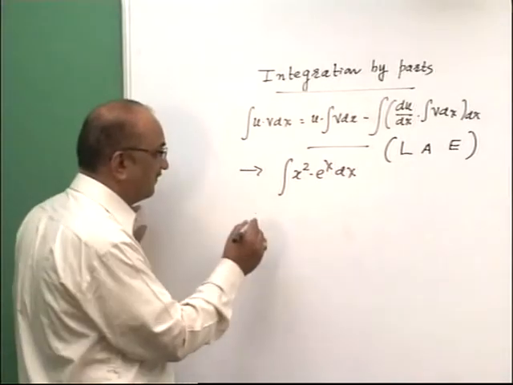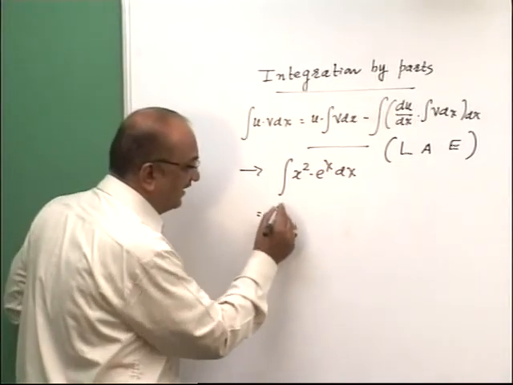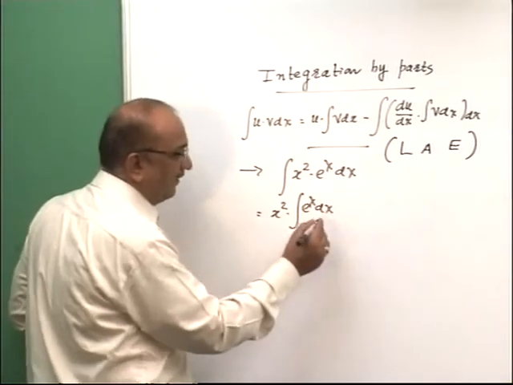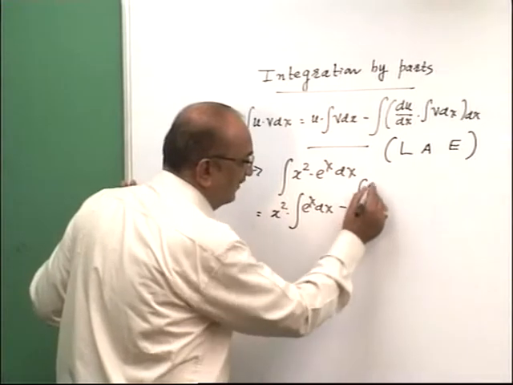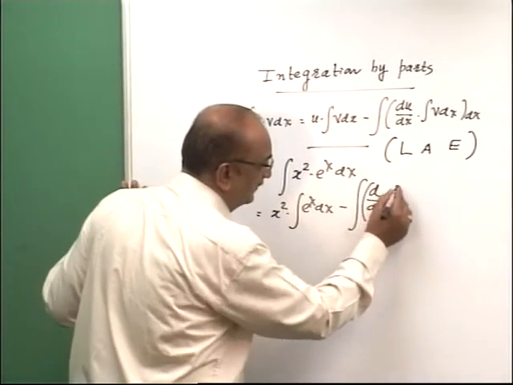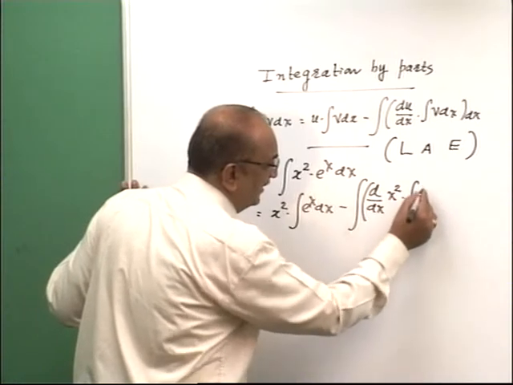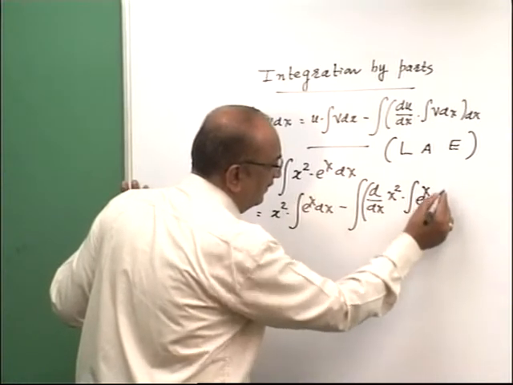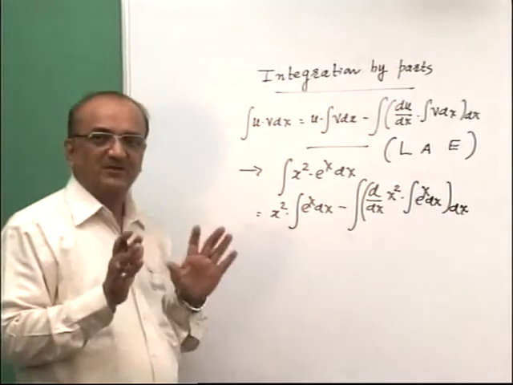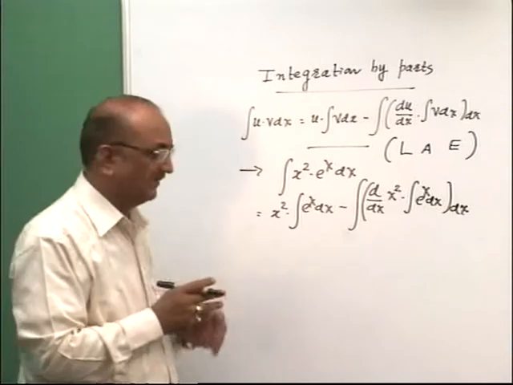Now see. u as it is, x square as it is, into the integration of v, minus the integration of the bracket of d by dx of x square, integration of e raised to x dx, bracket over dx. First you substitute the values in the formula. Now the next step.